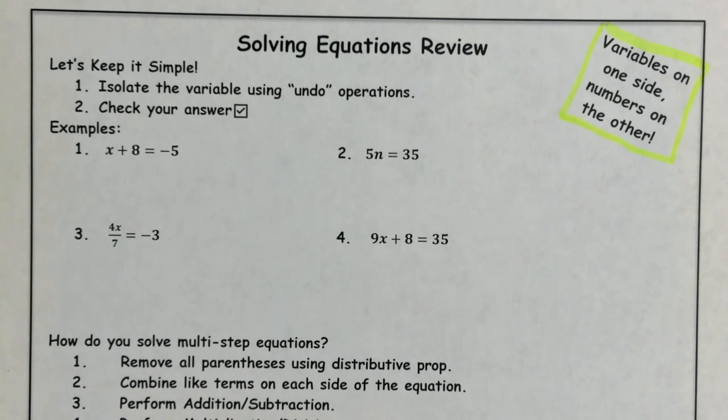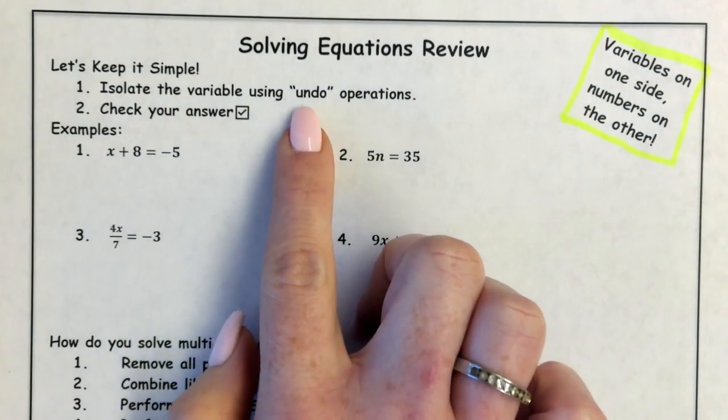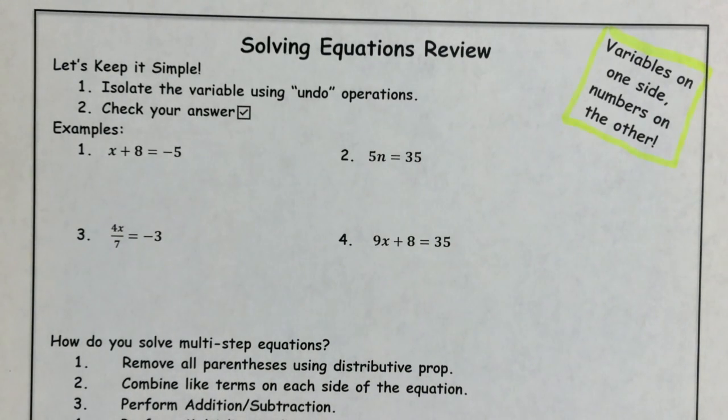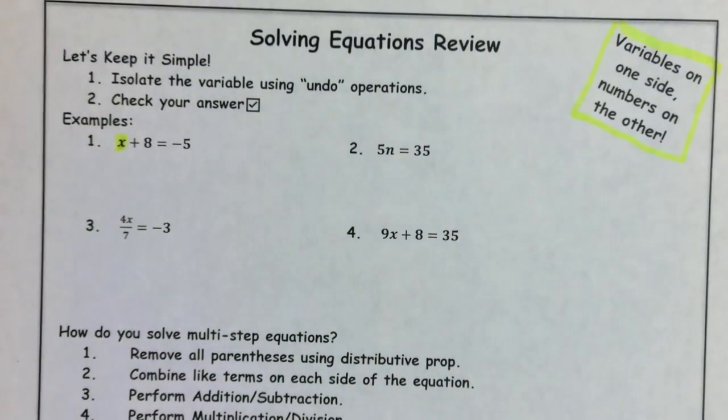Okay, so that's going to be our little key phrase for us to remember how to do this. Okay, so simplest steps that you can think of whenever you're solving equations is to isolate the variable using undo operations or the inverse operations, and then check your answer. Okay, so let's just try these simple ones first. So first thing we want to do is we want to isolate the variable. So we want to get this x by itself.